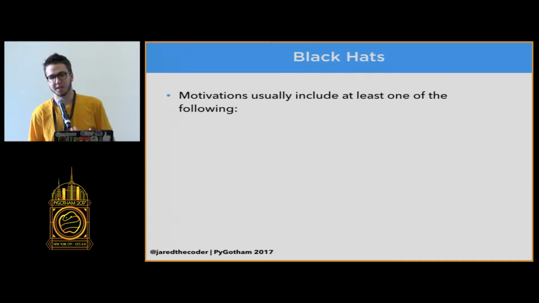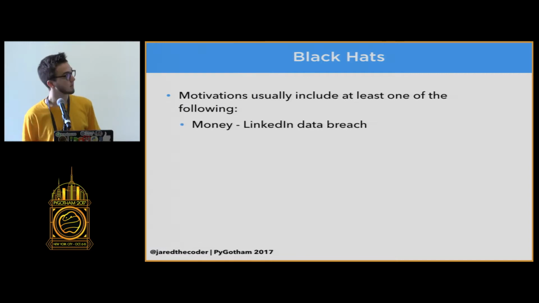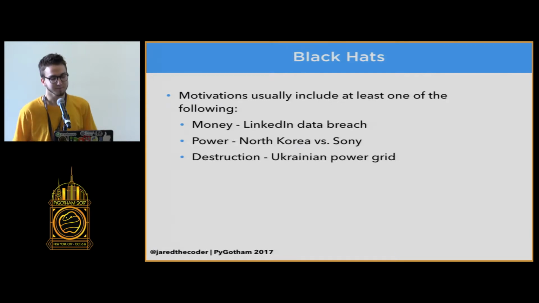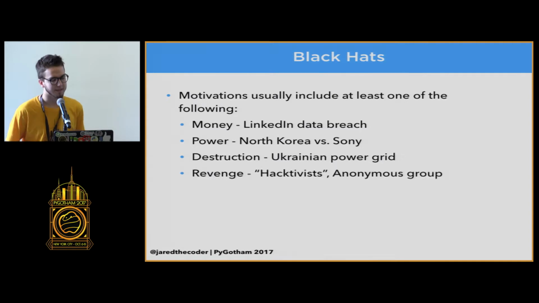So these people have lots of motivations, and these are certainly not all of them, but a few of them are things like money. So the LinkedIn data breach, people stole the data and started selling it. That was 2012. If you had LinkedIn before 2012, you should probably change your password. Power, North Korea versus Sony. I'm sure there was other stuff here, but there is issues with that. Destruction. So people do things like bring down entire countries' power grids just to, again, compromise their utilities, do other weird things like that. Revenge, so hacktivists and the Anonymous group, the people with the V for Vendetta hats, they might do this to take revenge on someone.